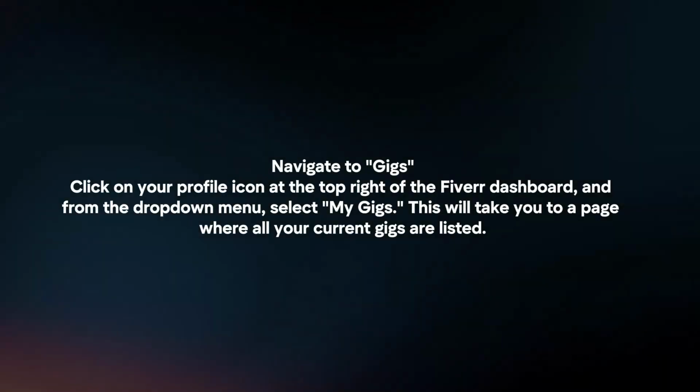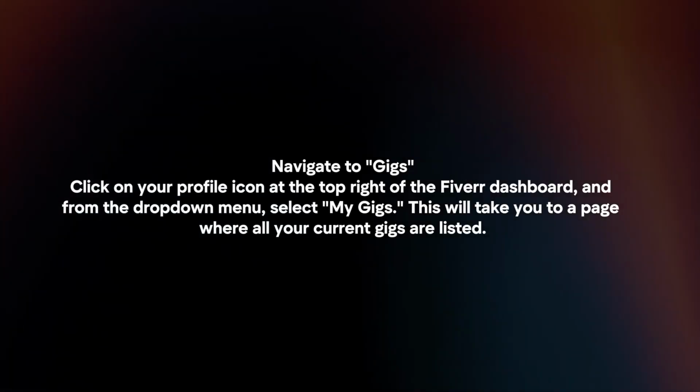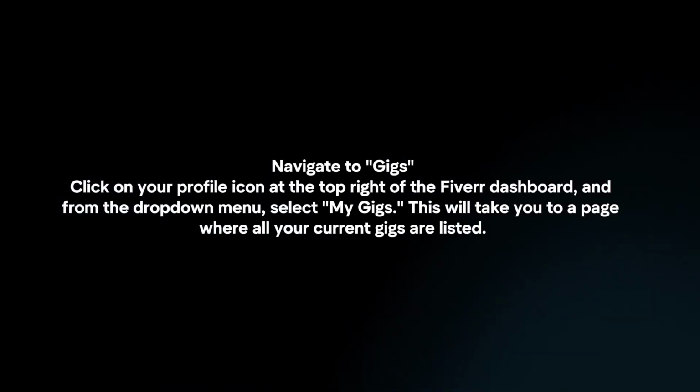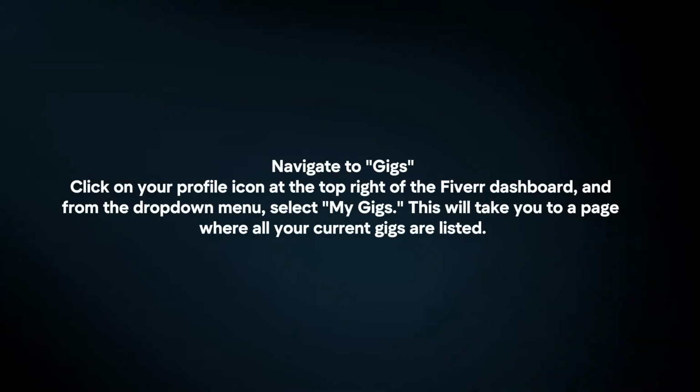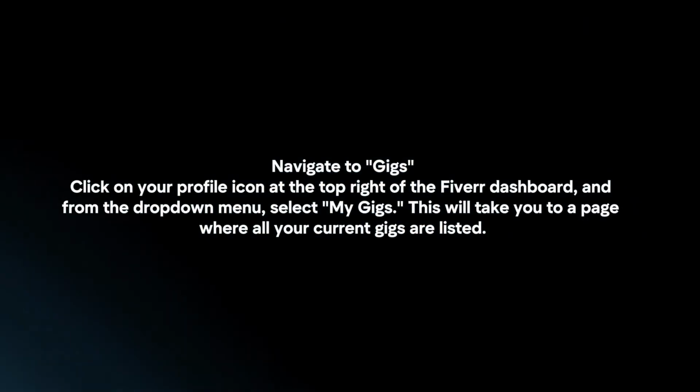Navigate to Gigs. Click on your profile icon at the top right of the Fiverr dashboard, and from the drop-down menu, select My Gigs. This will take you to a page where all your current gigs are listed.